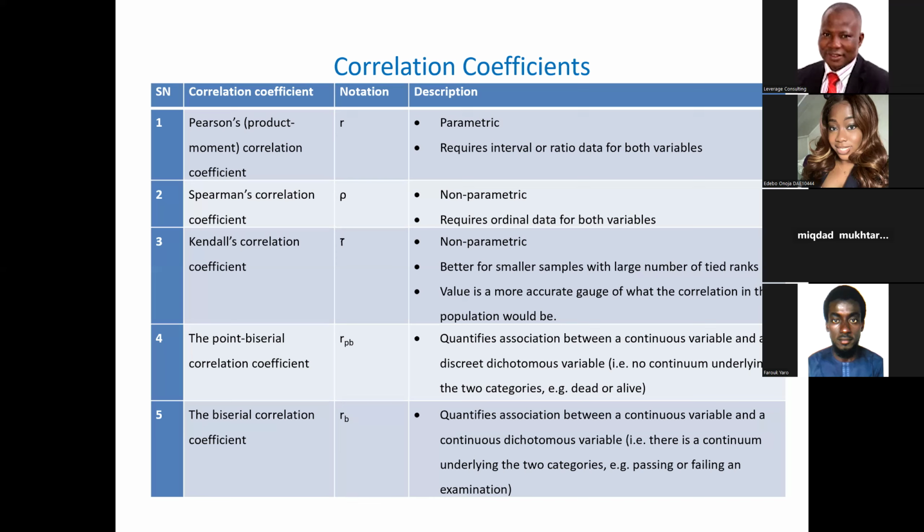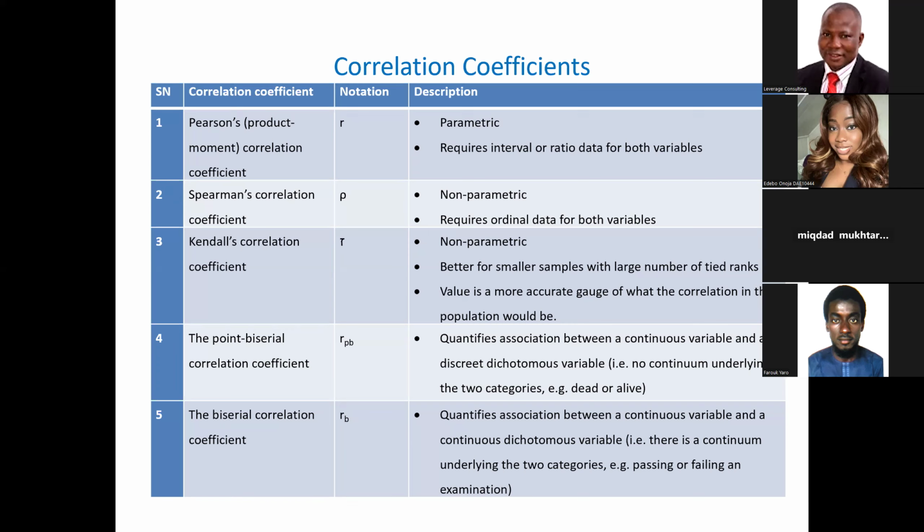What do we mean by ordinal data? You remember the ordinal scale, when you have something like education: no formal education, primary, secondary, tertiary. Originally they are not numbers, but just ranks. So when you rank them, you give them numbers 1, 2, 3, 4. That's ordinal. So whenever at least one of the variables you want to correlate is ordinal, you cannot use Pearson. You use Spearman.